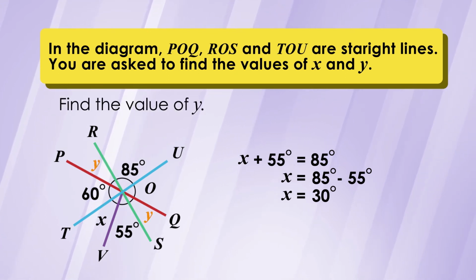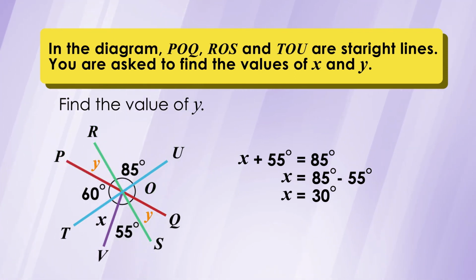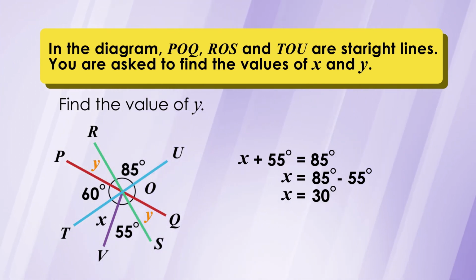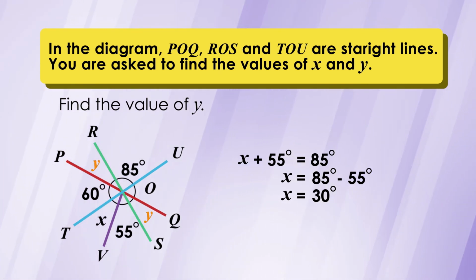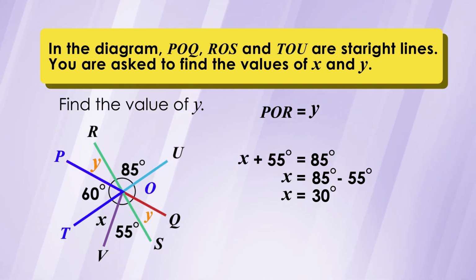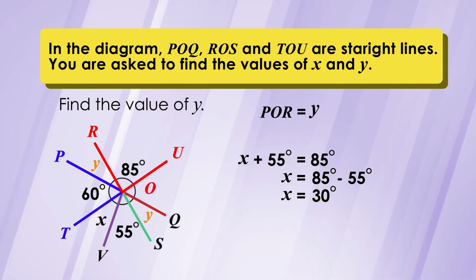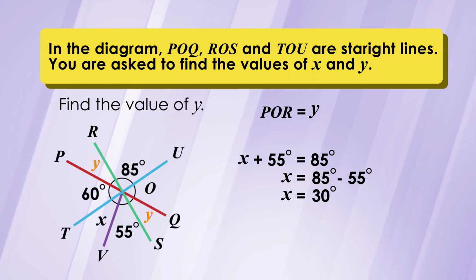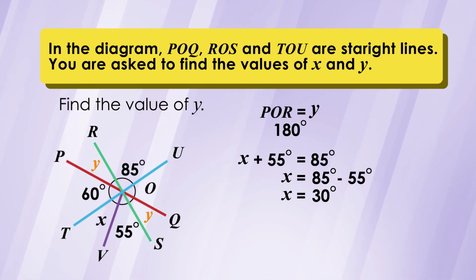Can you see that y and angle POR are vertically opposite angles at the intersecting lines of AB and EF? Angle POR has the same value as y as well, right? I will label the angle POR as y. Together, the angles TOP, y, and ROU form a straight line. What is the sum of angles on a straight line? Correct! Angles on a straight line add up to 180 degrees.